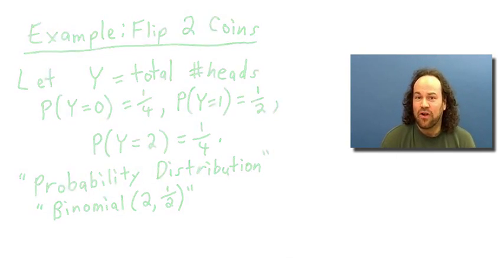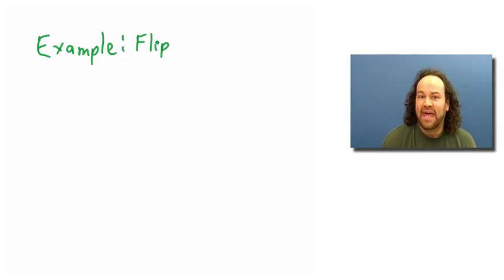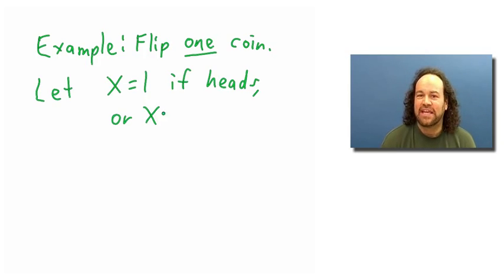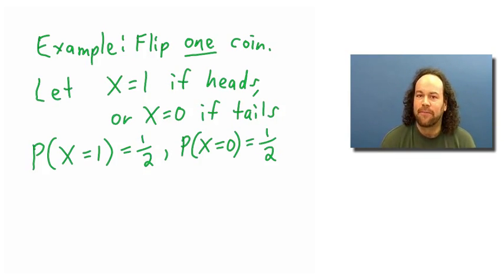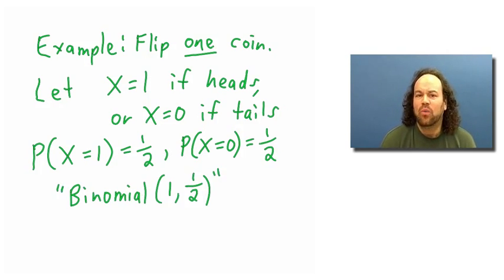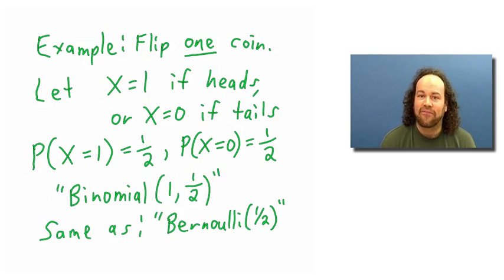For something even simpler, if we flip just one coin and let x be the number of heads, or we could say it's just 1 if it's a head or it's equal to 0 if it's a tail, then we can say, well, the probability that x equals 1, that's the probability we got a head, so that equals 1/2, and the probability x equals 0 is also 1/2. So we could call this the binomial 1, 1/2 if we wanted. We also call this the Bernoulli 1/2 distribution, and this is a special name to mean we just did one experiment and the probability of success, or 1, was 1/2, otherwise we get 0.